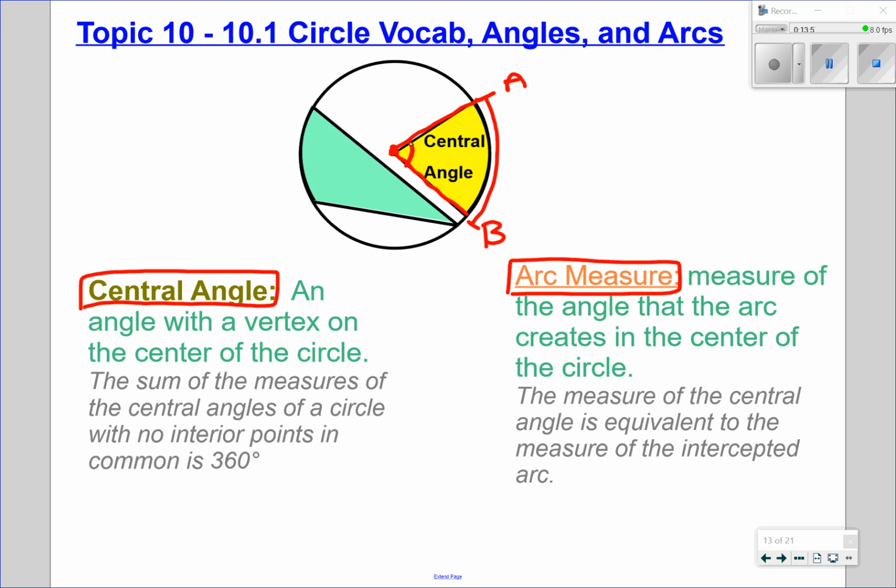So if this central angle here, let's say was 80 degrees, that would mean that this arc measure is also 80 degrees. So that's the relationship between the central angle and the arc measure. Notice that the sum of the measures of central angles should add up to 360, and the sum of the arcs would also add up to 360 if we went all the way around the circle.